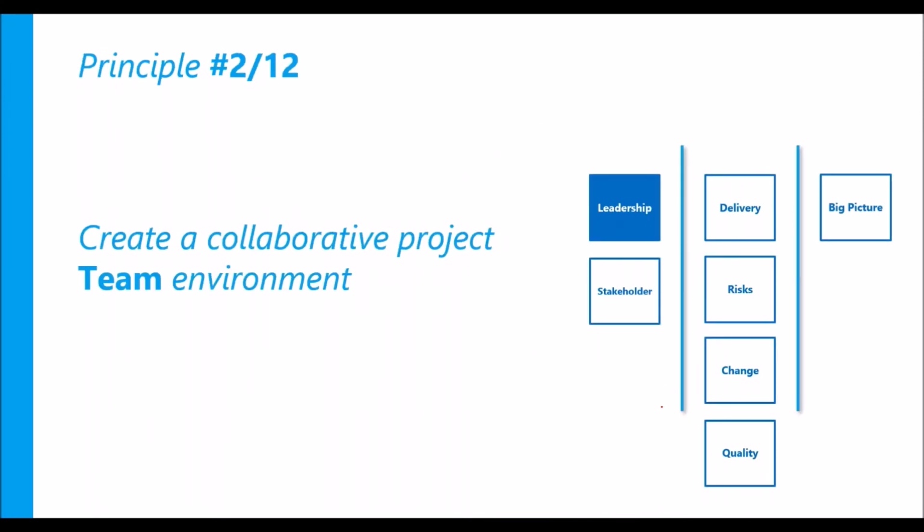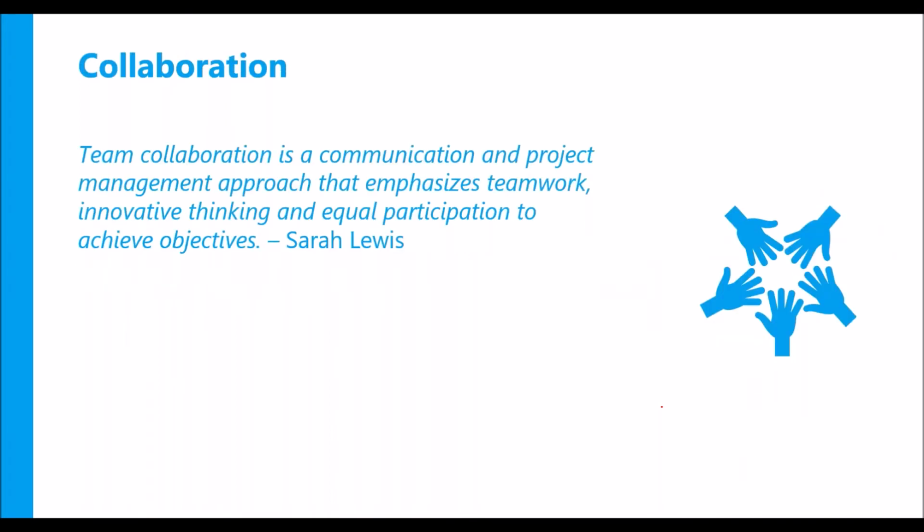So the second principle is all about creating a collaborative team environment for the project. This also comes under leadership. Now, how do you do that? Let us understand what collaboration is. Collaboration is a communication and project management approach that emphasizes teamwork, innovative thinking, and equal participation to achieve objectives. But why do we need to do all this? Why do you need to set up collaboration in the team as a project manager?